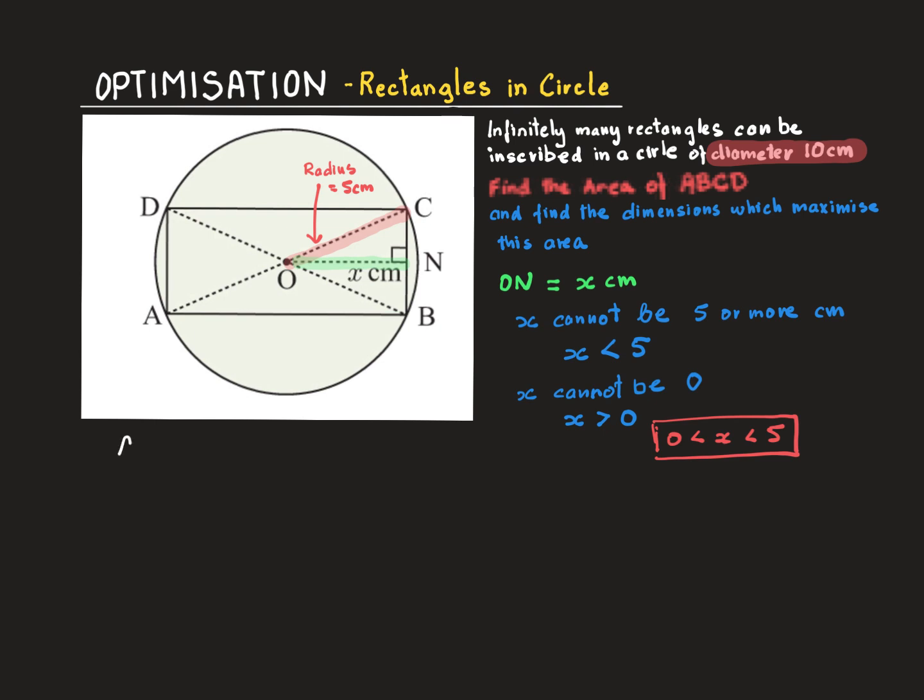As we know, the area of a rectangle is equal to the length times the width of it. Now we know that the length is going to be AB length by CB length. So because we know that AB is twice x, we can write that this is 2 times x. But what is actually CB? So let's have a look at CB.